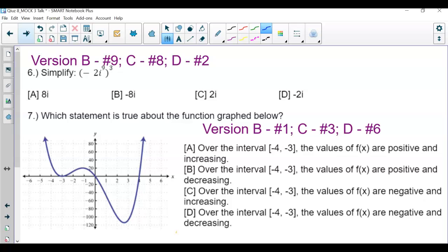Question number 6 now. Look for this one on your version. This is i to the higher power. So notice how we have -2 being raised to the third power. So -2 to the third power, that's going to give you -8.